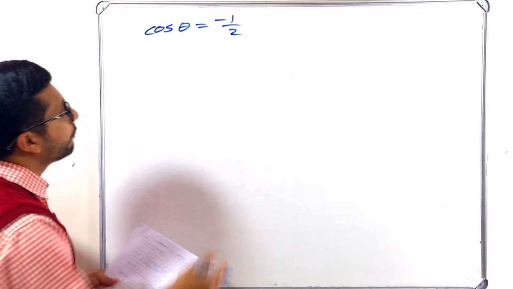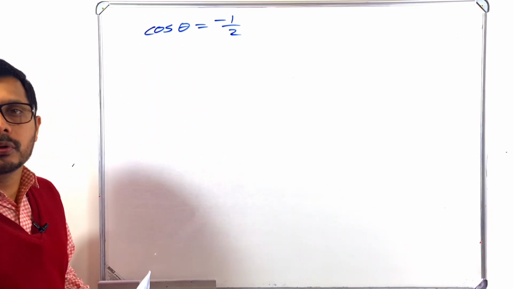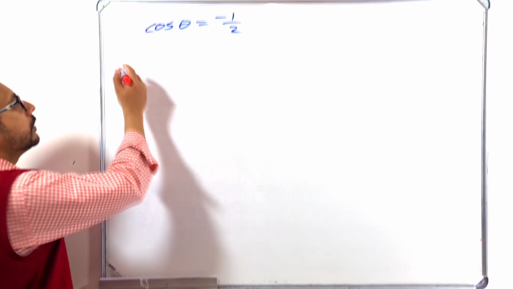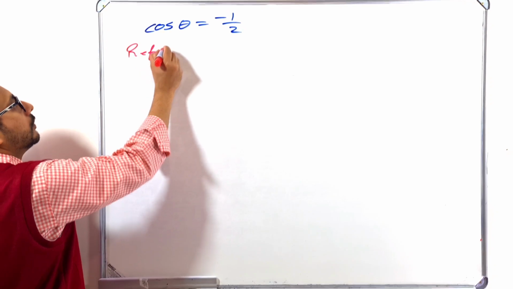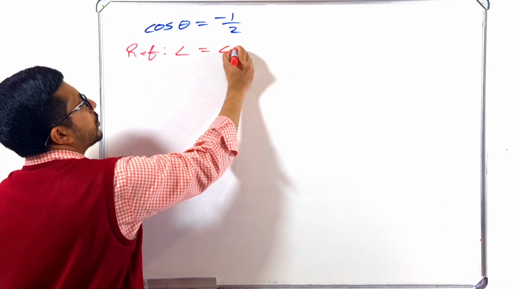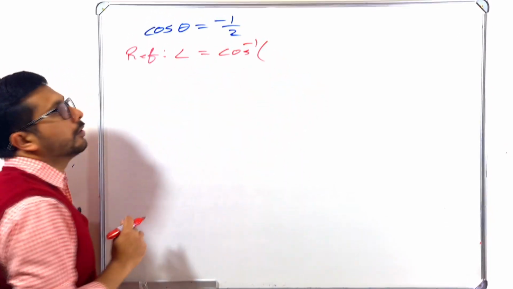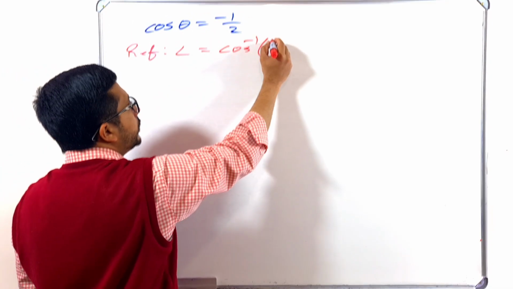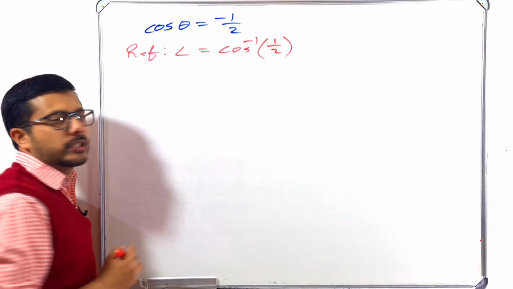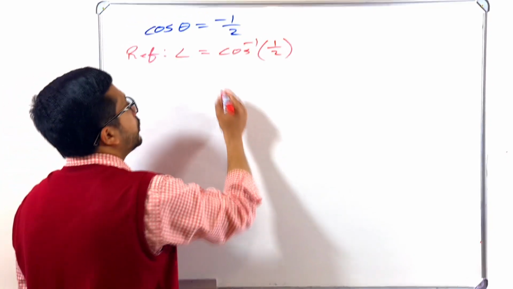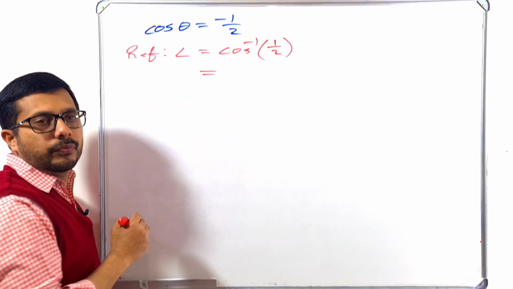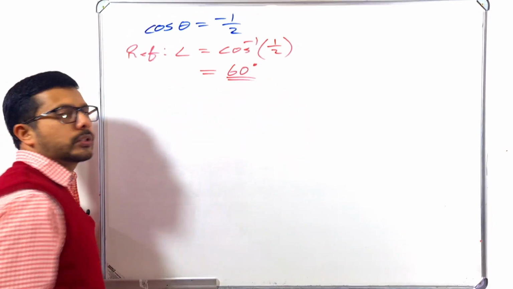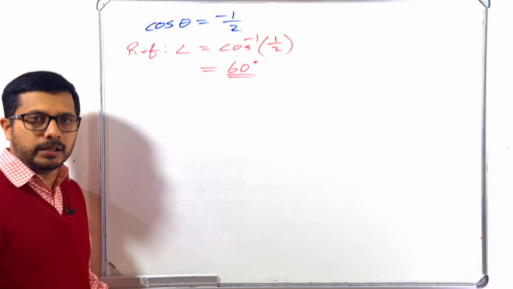Is it not so? Okay, so first what we have to do? We have to find the reference angle. So what is the reference angle here? Reference angle is equal to cos inverse of, when you find the reference angle, don't take this minus. You just take the absolute value, that is cos inverse of positive half. So check in your calculator what is cos inverse of half, that is 60. So the reference angle is 60 degrees.